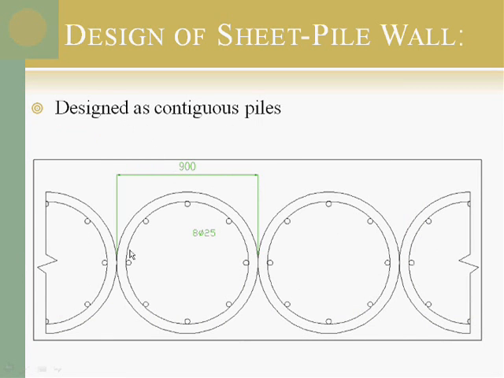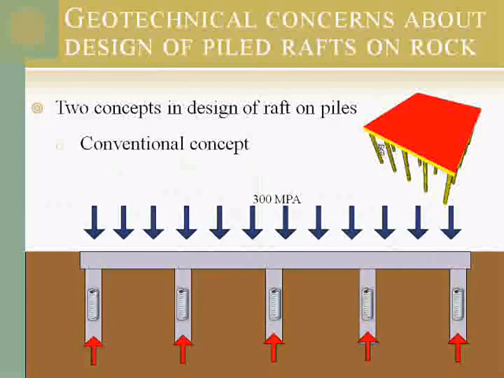We have chosen to make this sheet pile from contiguous piles because we are not required to make it impermeable. We can let the water go because the water is already surrounding the sheet pile.